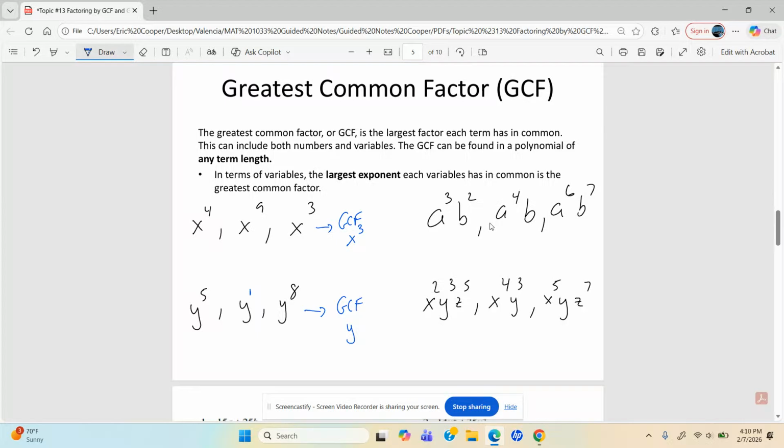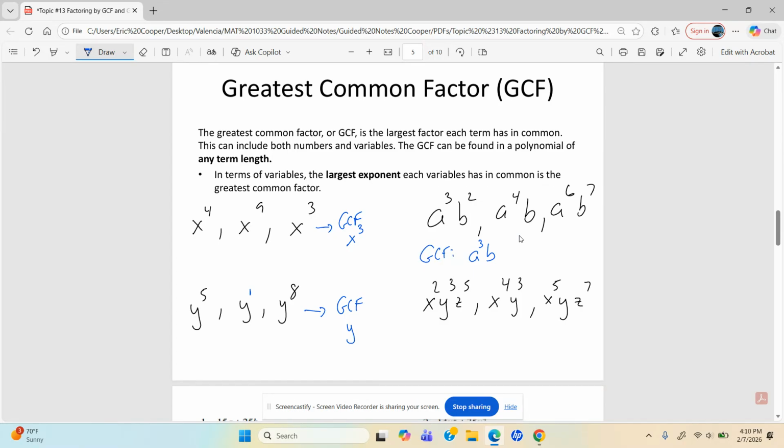When I have multiple variables, we have to check whether each of the variables exists in each of the terms. So when I look here, I've got a's in all 3 terms, so I know I'm going to have an a that could factor out. I have a^3, a^4, and a^6. 3 is the smallest one there, so I will use that as my GCF. All the terms have b's in them. I've got b^2, b^1, and b^7. b to the first is the smallest.